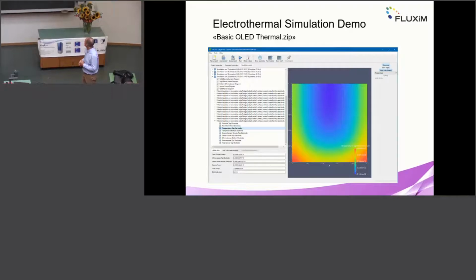It's called basic OLED thermal zip. So if you go to your folder, it's called import from zip file on the upper left, you could open this example and let it run, or first investigate what the input quantities are.